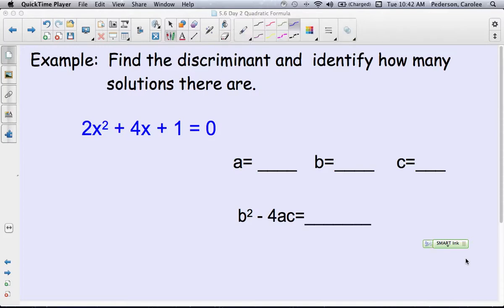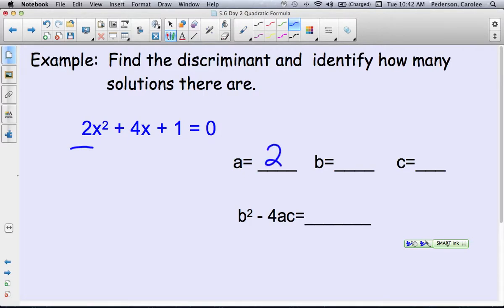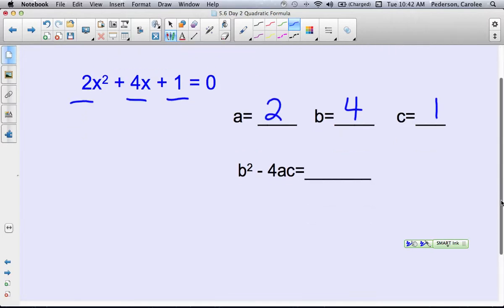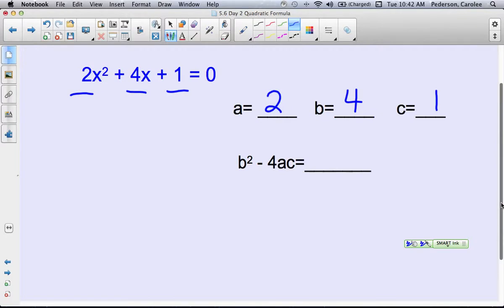So we identify the a, which is the leading coefficient of the x squared term. Identify the b, which is the coefficient of the x term. And then the constant, which is 1. Remember, this a, b, and c is what we used in the quadratic formula. But we're just focusing on the radical, the radicand of b squared minus 4ac. So we say b squared minus 4ac.